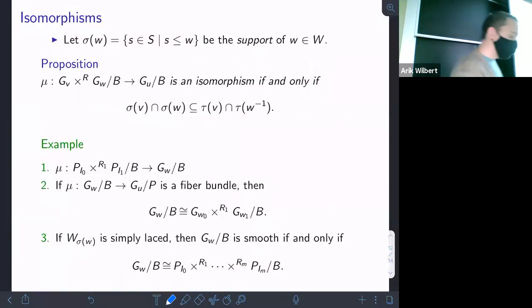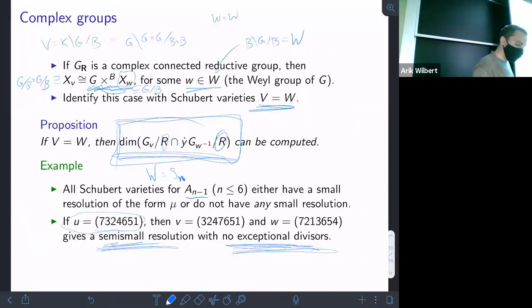When you say exceptional divisor, do you mean you're taking the singular locus? What do you mean by that? Exceptional divisors would be a codimension one locus in the domain that is not an isomorphic locus. So it's collapsed.